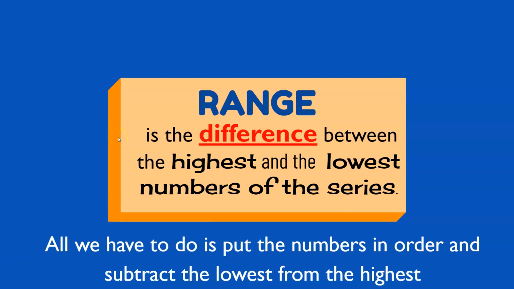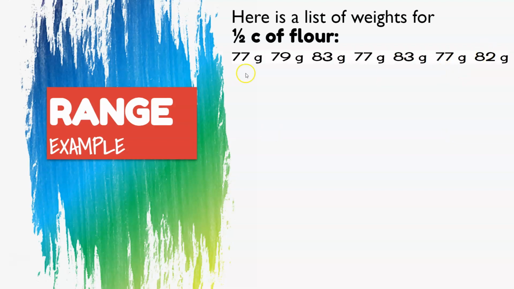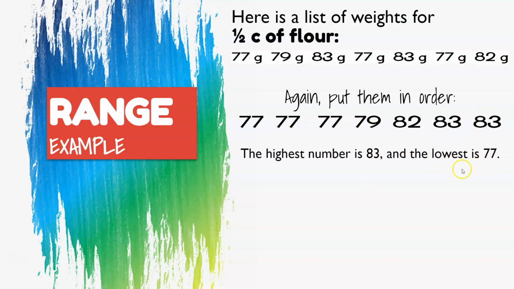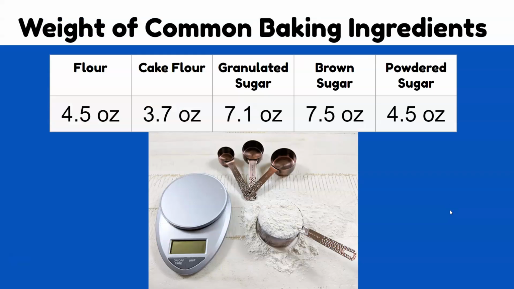Okay, range is the difference between the highest and the lowest numbers of the series. All we have to do is put the numbers in order. Again, it's crucial that we put these in order, and subtract the lowest from the highest. So here's an example. It's a list of weights again, half a cup of flour. Again, we're going to put them in order, same number set as we did. The highest number is 83, and the lowest number is 77, so our next step is to subtract. 83 minus 77, our range of this data set is 6 grams. That's our range.